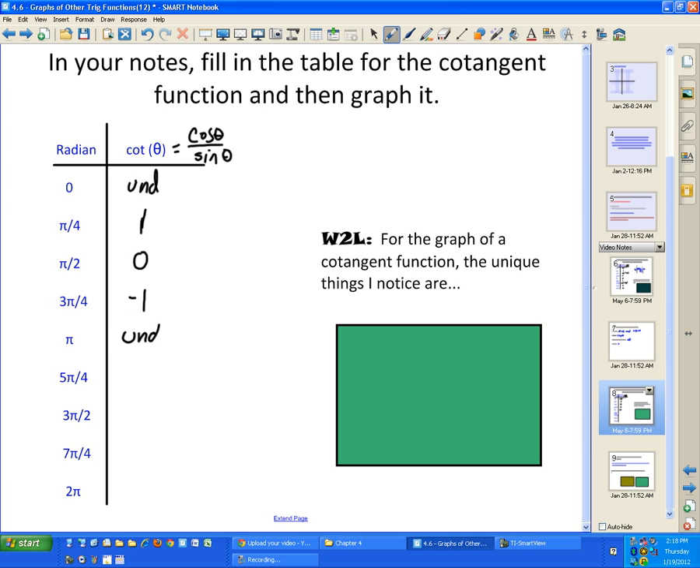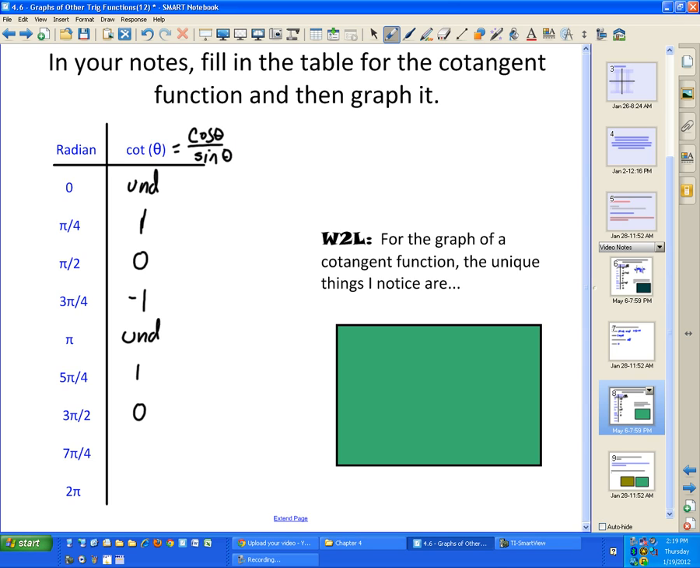And then 5 pi over 4 is in the third quadrant, which means these guys are the same values. They're both negative, but two negatives make a positive. They're both negative root 2 over 2, and so I get 1. At 3 pi over 2, when I plug it into the unit circle, cosine is 0 when sine is negative 1, so I get 0 for that one.